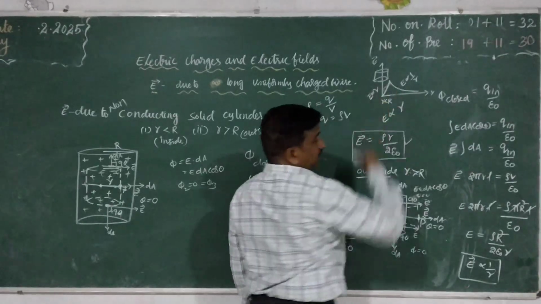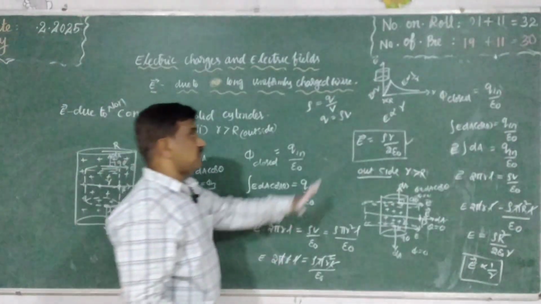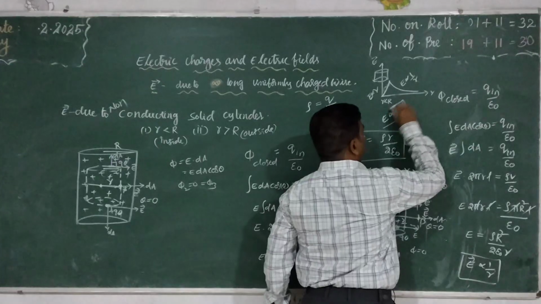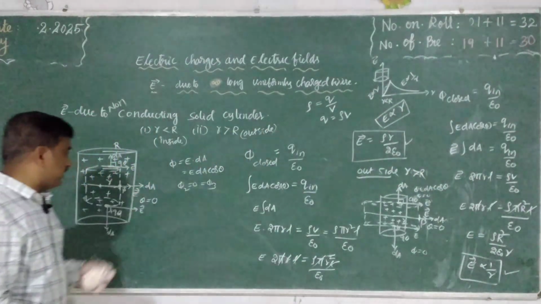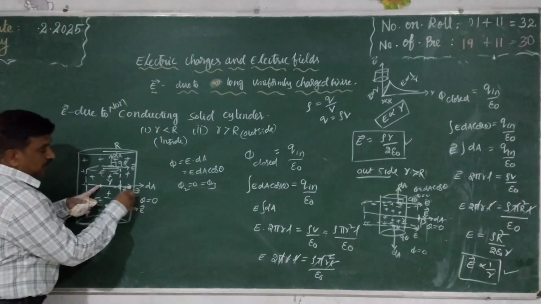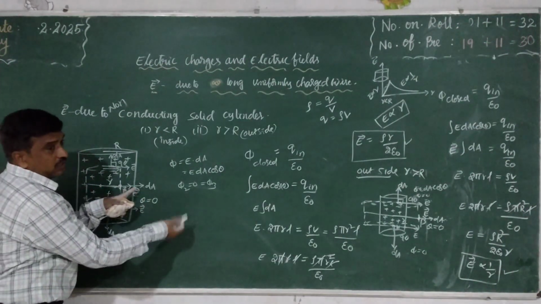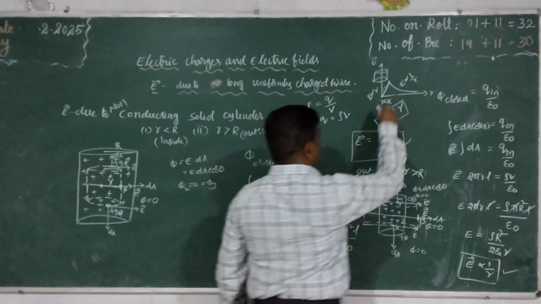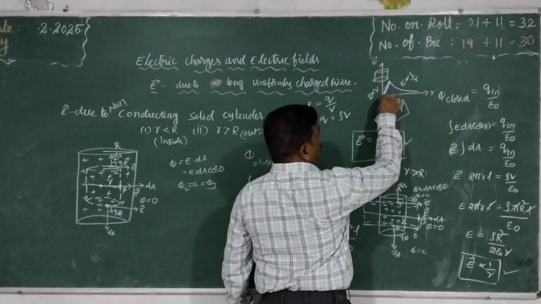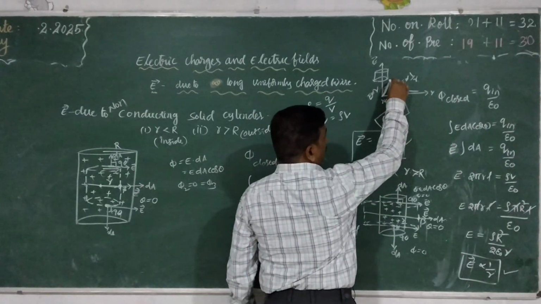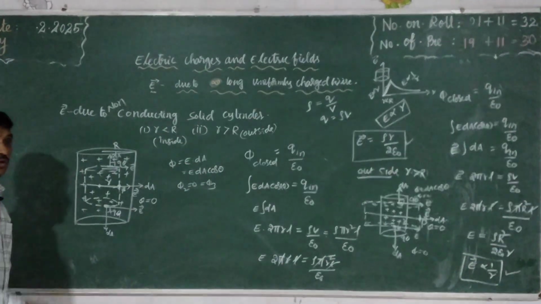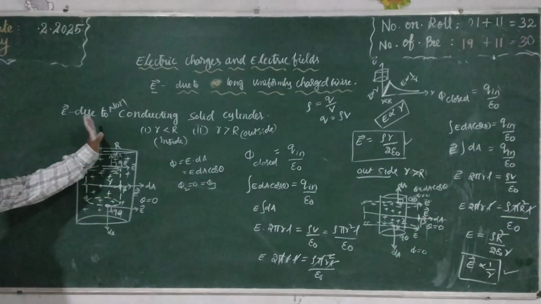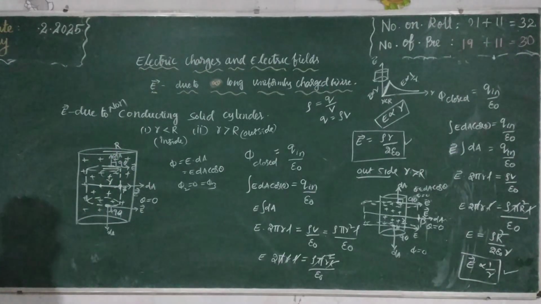The electric field is directly proportional to R inside the cylinder. So inside the cylinder the relation is E proportional to R, outside the cylinder it is E proportional to 1 by R. So inside the cylinder, from center to surface, electric field increases, and outside the cylinder electric field decreases. This is the graph for electric field due to a solid non-conducting cylinder.